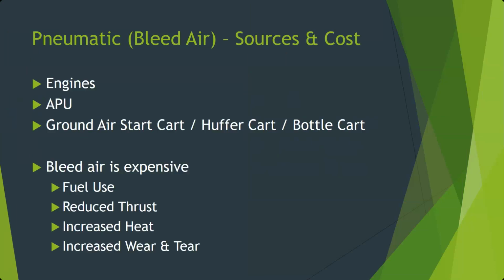So our sources, our primary source in flight is engines. We can use the APU as a backup, and then on the ground, we often have things that are called start carts, hover carts, or bottle carts. Duncan just let me know they got the hose fixed on theirs. Hopefully, maybe this summer during summer servicing, we can run the stuff on the 727 with it. But bleed air is expensive. Okay.